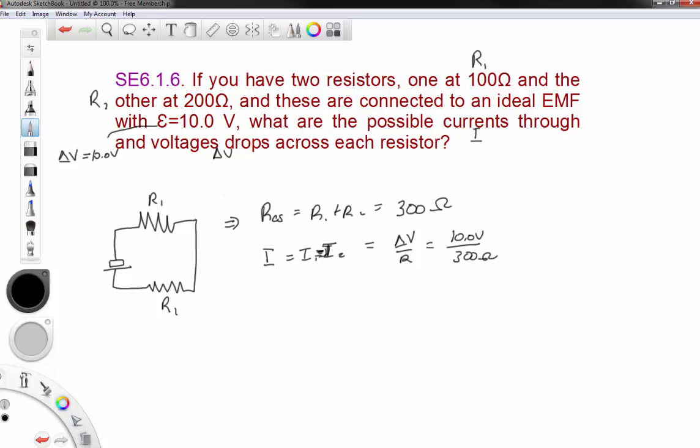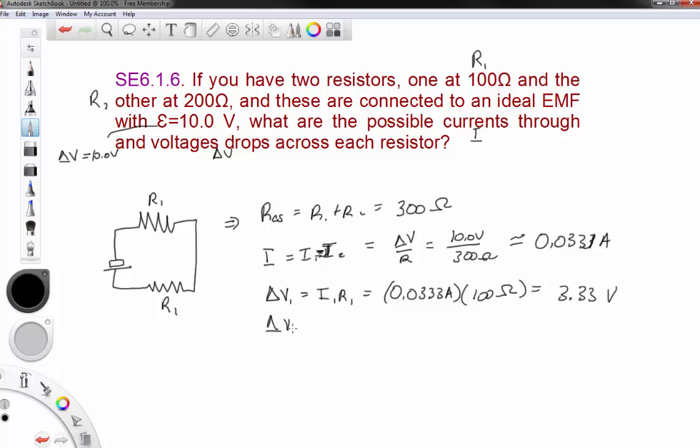So that gives us a total current of about 33.3 milliamps. So we'll say 0.0333 amps. The voltage drop across them, however, is not going to be equal. Instead, we use delta V1 is I1 times R1. So that's 0.0333 amps times 100 ohms, or 3.33 volts.